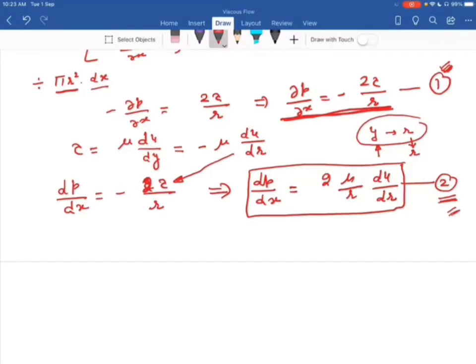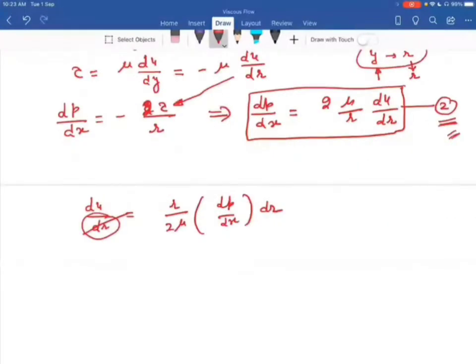Okay, so from equation number 2 I can write du by dr equal to r divided by 2 mu dp by dx. Now I integrate with respect to r, so take this dr on the other side. Integrate. So this comes out to be u equal to 1 upon 4 mu dp by dx, into r square by 2, so 2 into 2 becomes 4, plus a constant c1 or c.